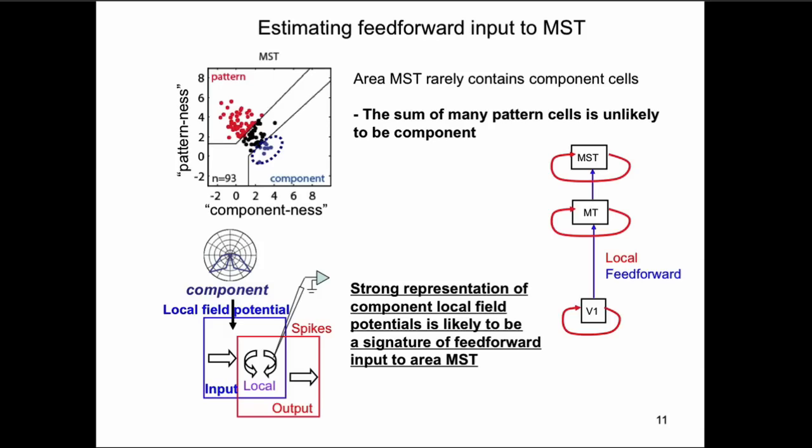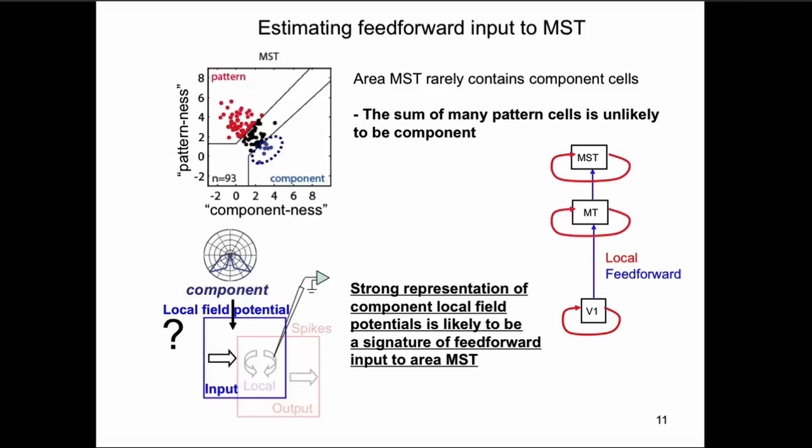So if we can find a component representation in the local field potential signal, then it is likely to be feed-forward. Because locally in MST, it's pattern, and the summation of that is going to be pattern, most likely. So thus, any local field potential signal that is component is coming from somewhere else. It's coming from somewhere upstream of MST. So this was the question now: is the local field potential component or pattern?